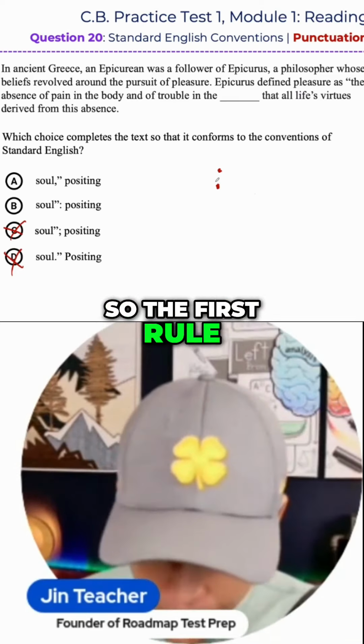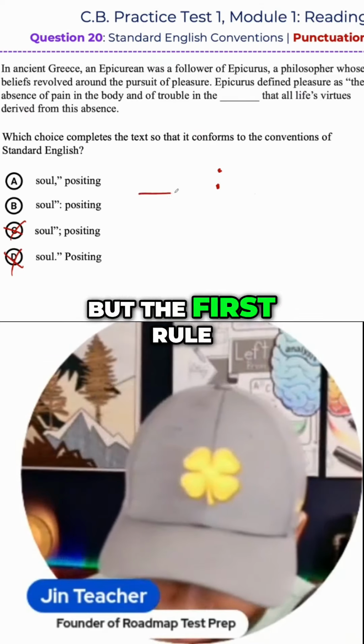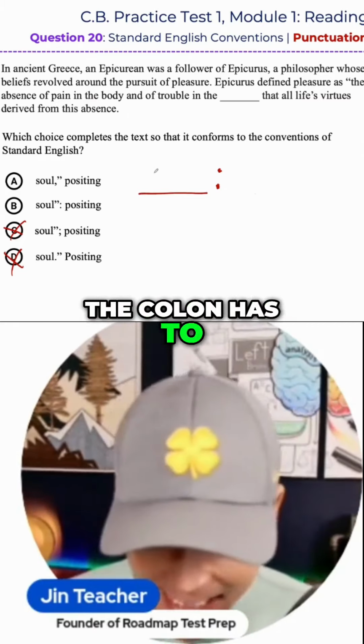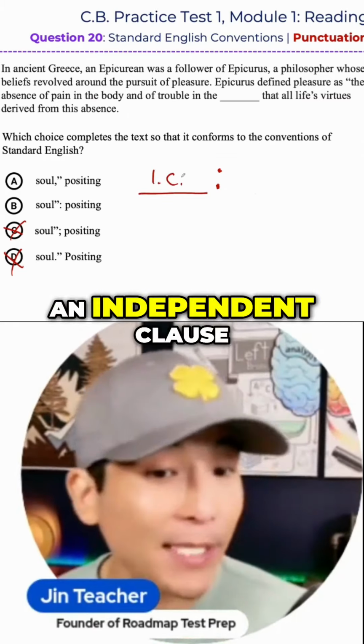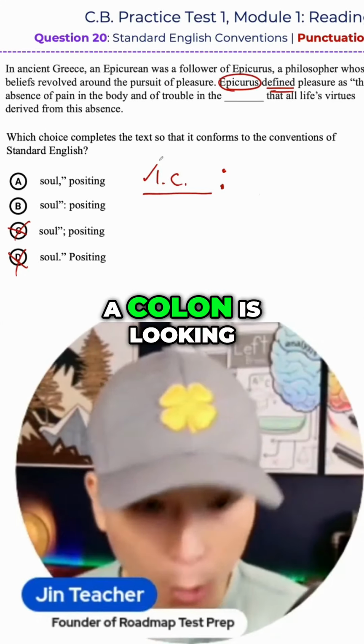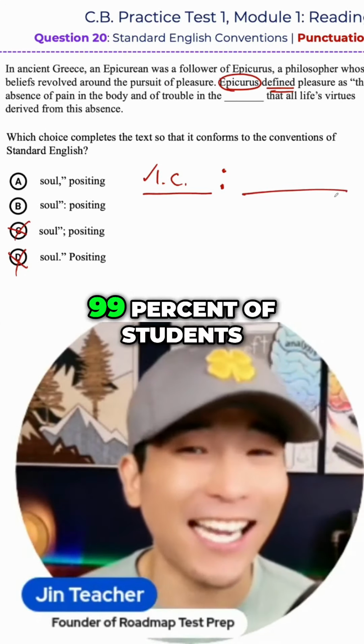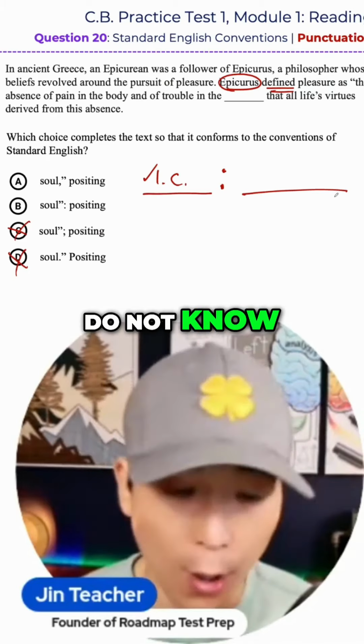So the first rule, students might know, but the first rule is the information before the colon has to be a complete sentence. It has to be an independent clause. The second rule for a colon is looking at what comes after the colon. Now, this is what 99% of students do not know.